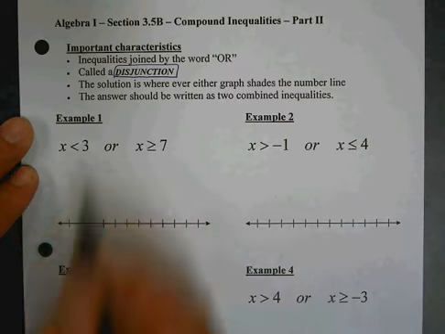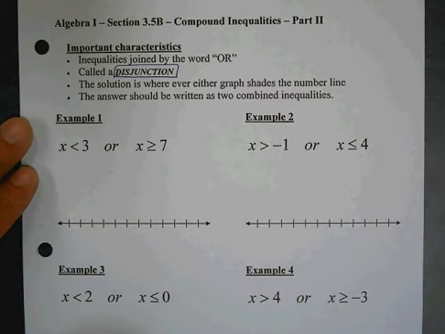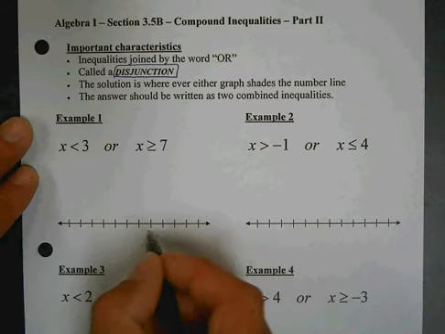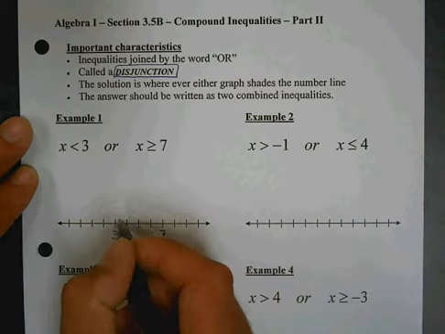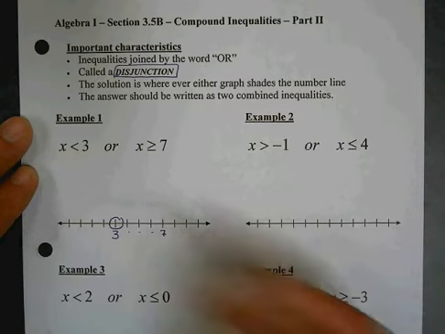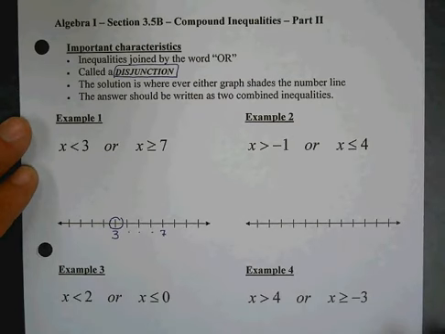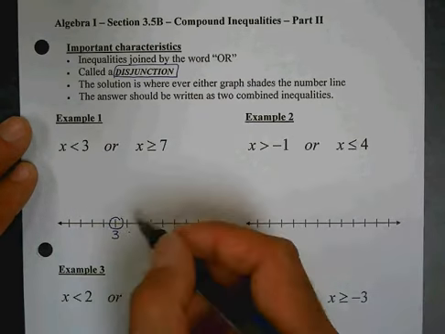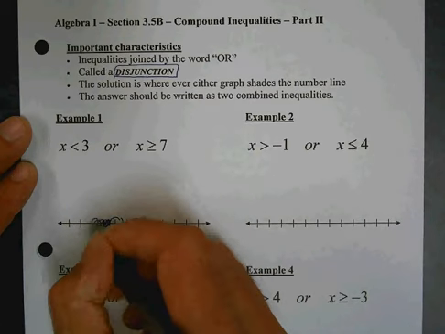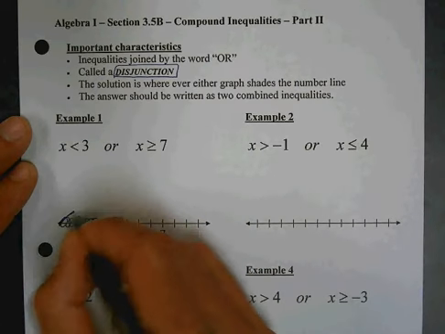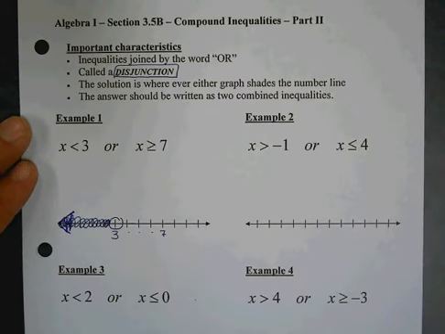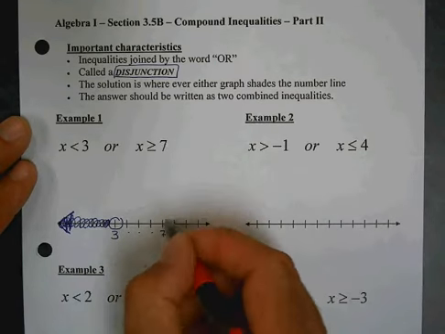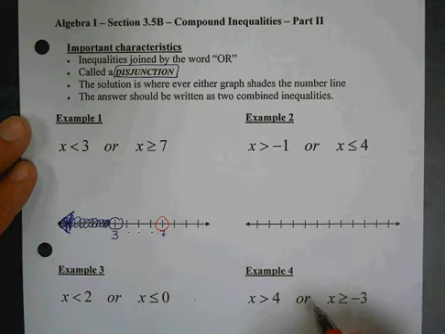X is less than 3. So here I'm going to put 3 on the number line. 4, 5, 6, 7. X is less than 3. Where do I shade? To the which way? To the left. So everyone shade left. Or X is greater than or equal to 7. Where do I shade? To the right.